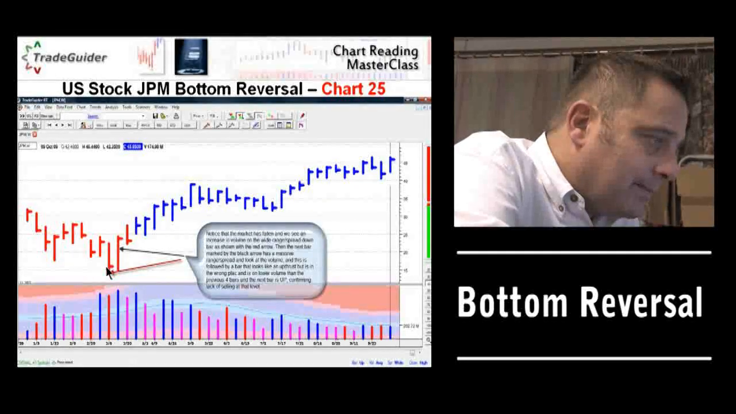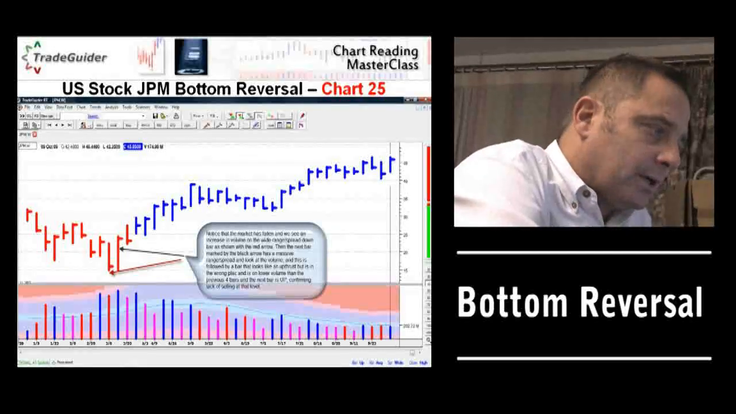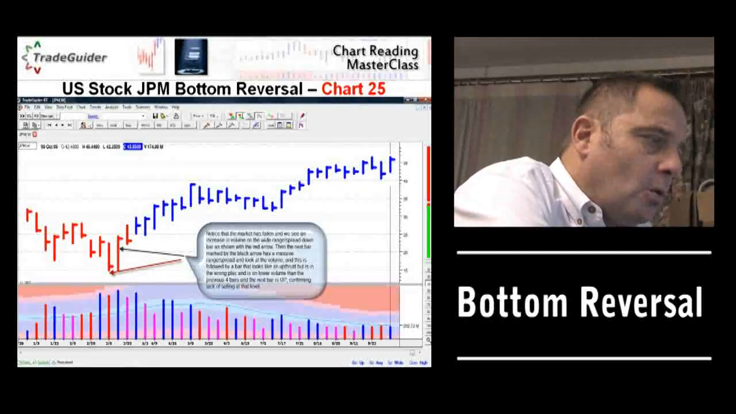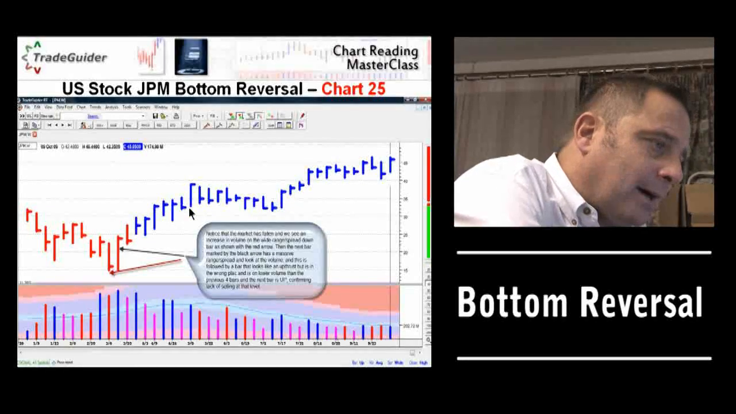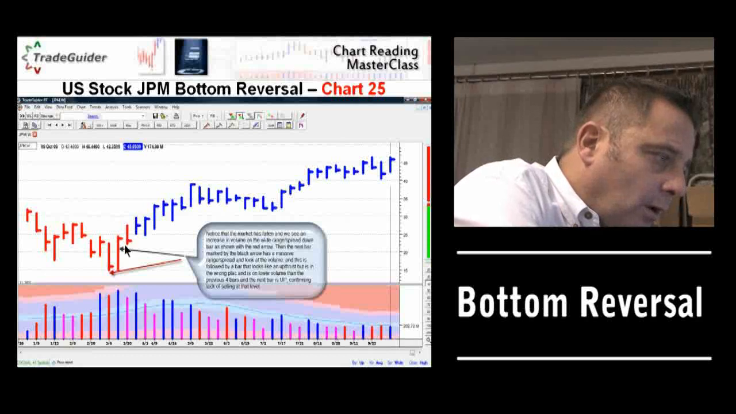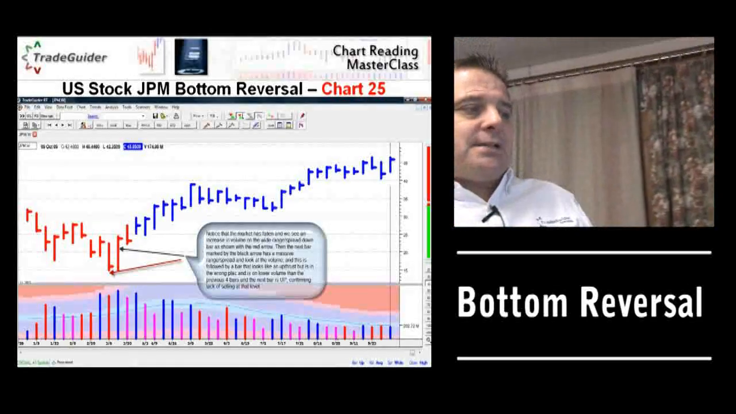Now this is almost the opposite, it is the opposite, of what we call a top reversal. But what makes this whole thing so interesting is we get this bar here that, if you didn't have the uptrend in front of you, would look like an upthrust. Philip, why isn't that a genuine upthrust?